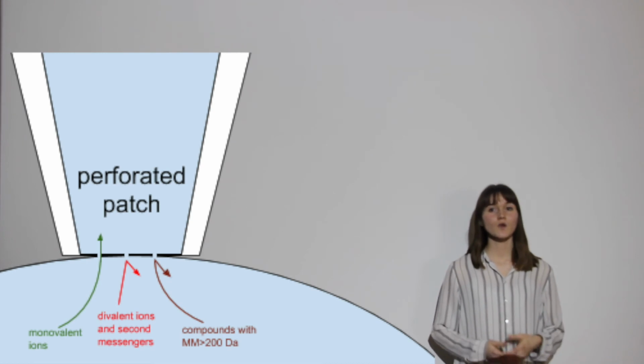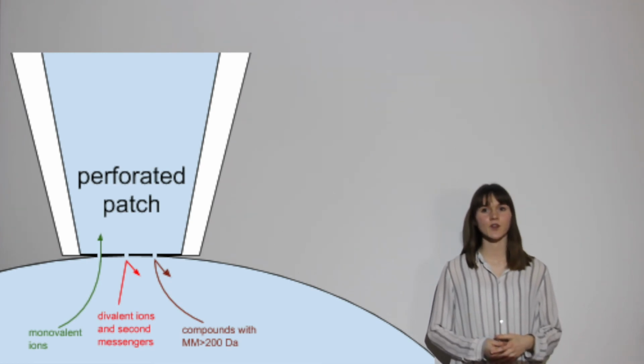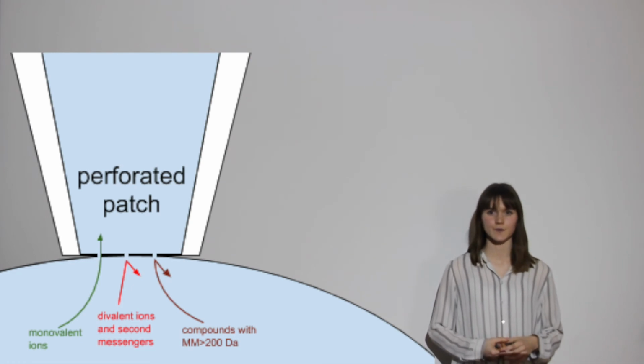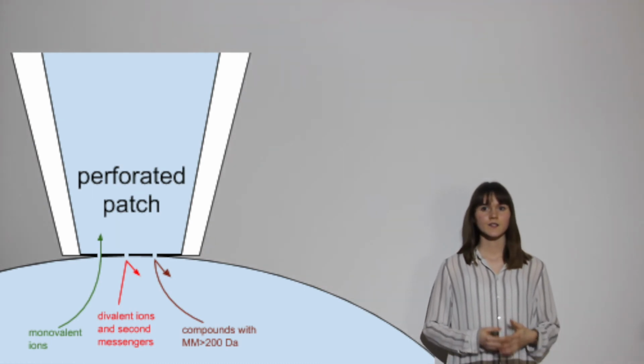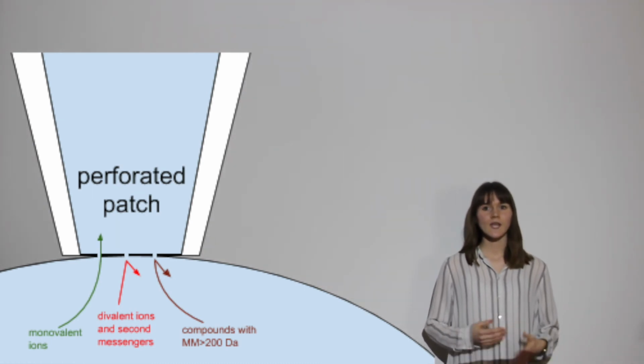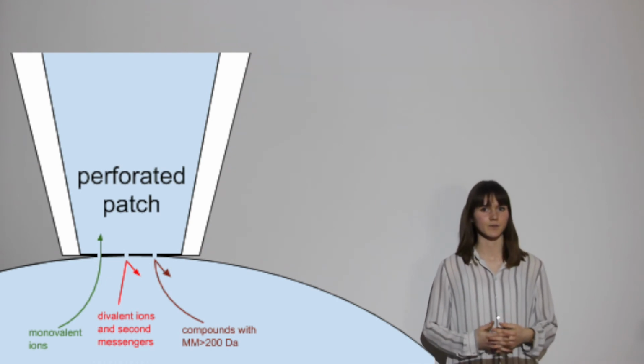Perforated patch can also be useful because nystatin pores are permeable to monovalent ions but not divalent ones and second messengers. Furthermore, nystatin pores are impermeable to compounds weighing more than 200 Daltons. So thanks to the perforated patch, we can study calcium currents that are lost rapidly in the whole-cell configuration.